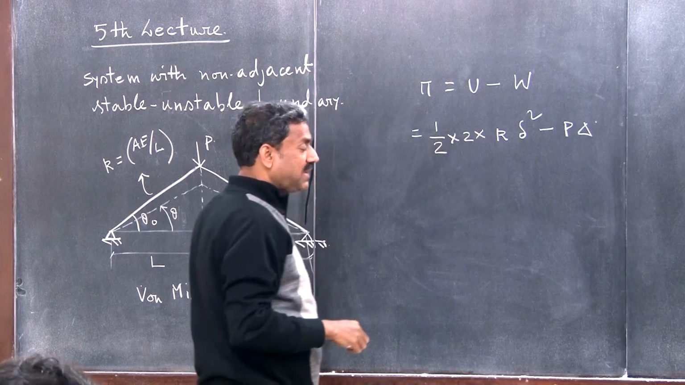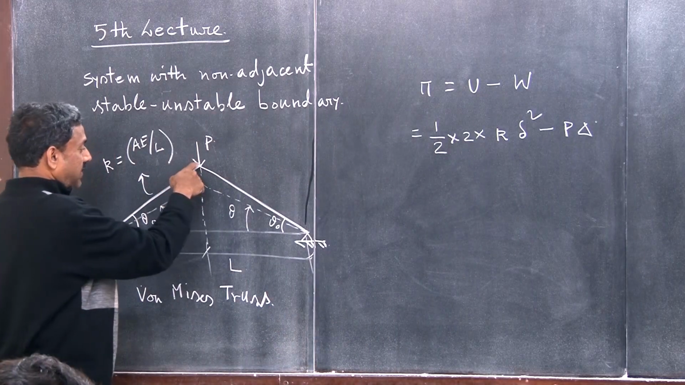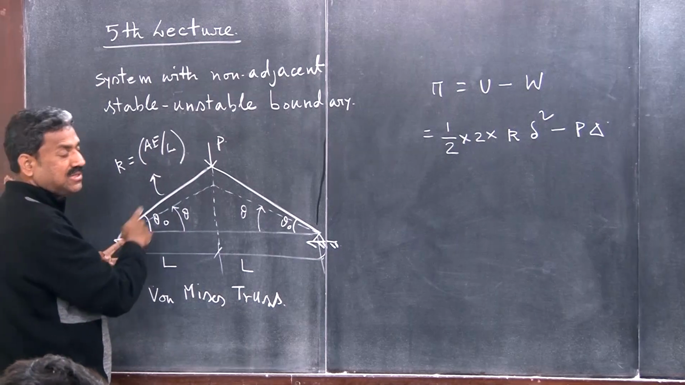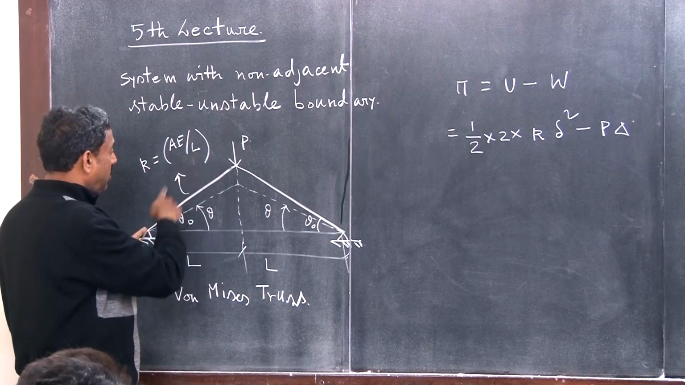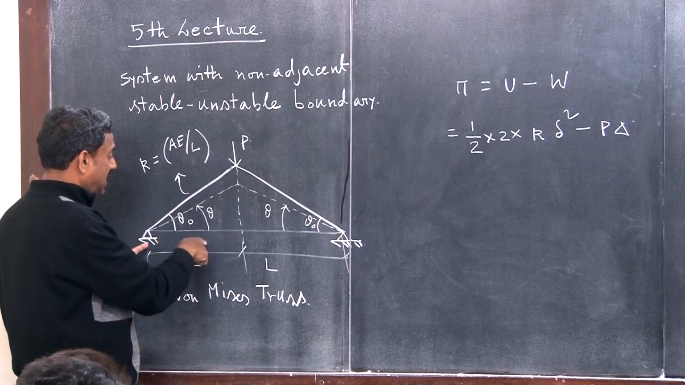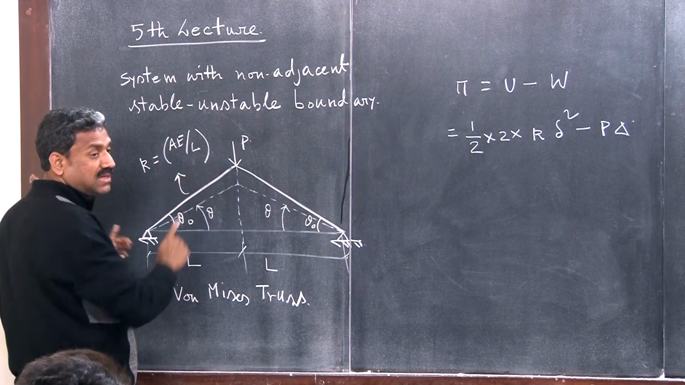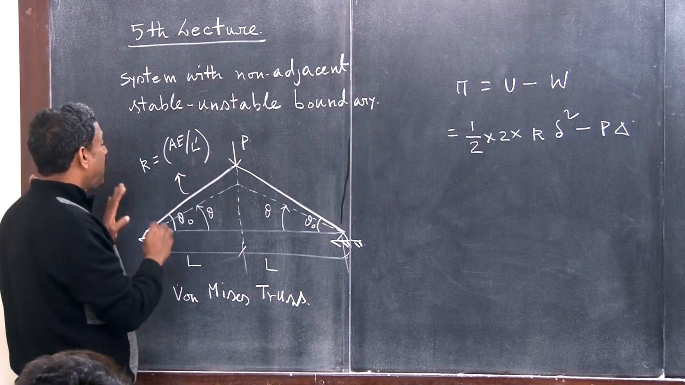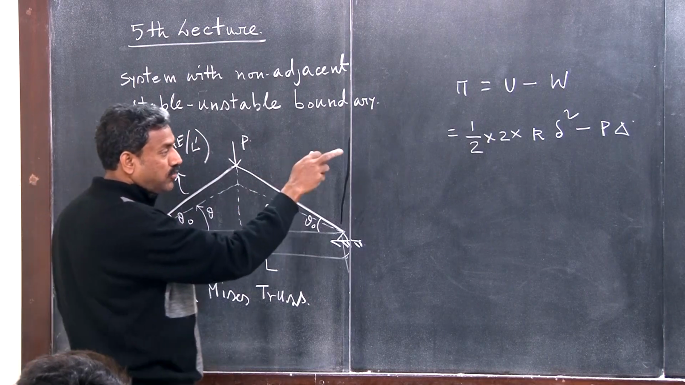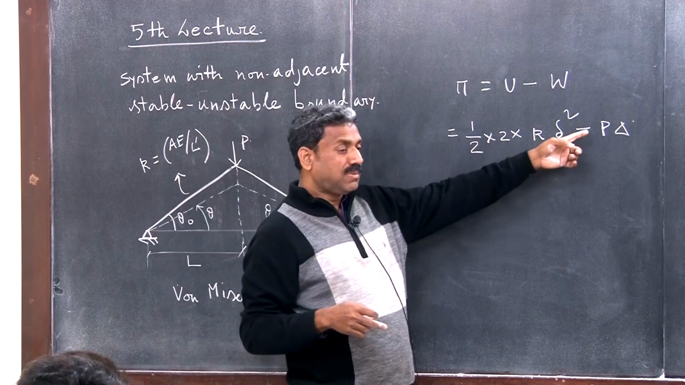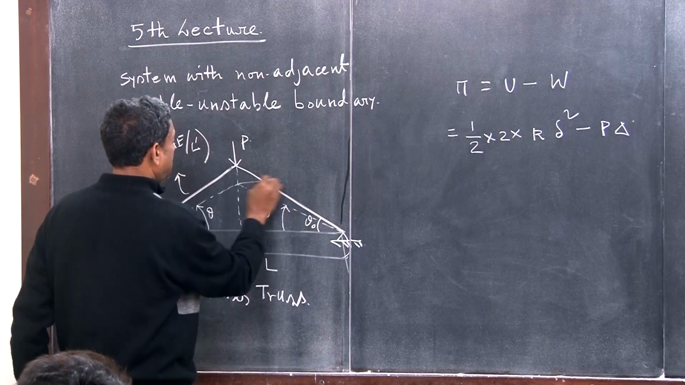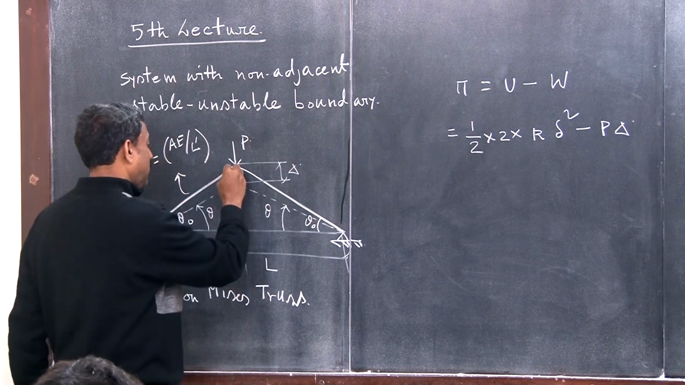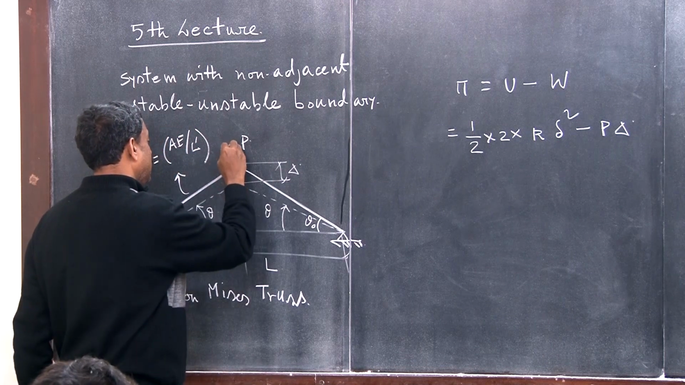So, k is the stiffness of the individual spring. Stiffness is nothing but AE by L, where A is the area, E is the modulus of elasticity, and L is the length. Of course, it will not be L, but if this is L, then it will be L sec theta or whatever. But I am assuming this is k. So, k delta square minus P into delta, this capital delta is nothing but this one. And this delta, let us find out.